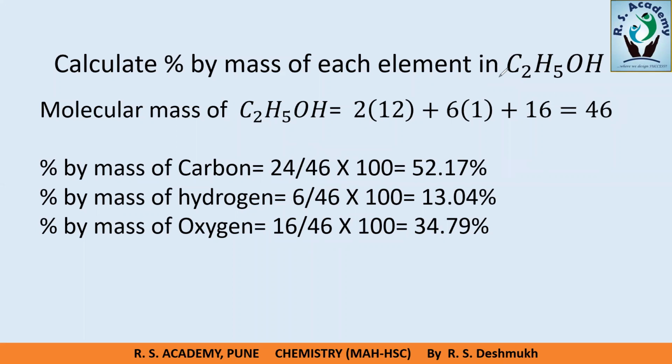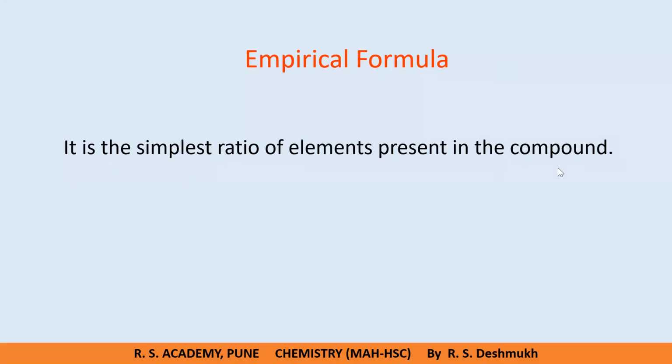So what is the empirical formula? It is the simplest ratio of elements present in the compound. Now whenever I say the simplest ratio, what is it? Suppose I am having a formula C2.